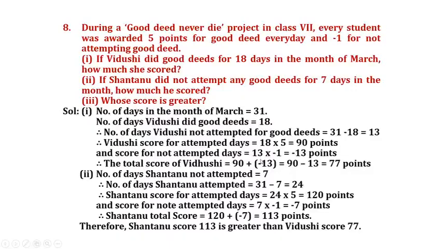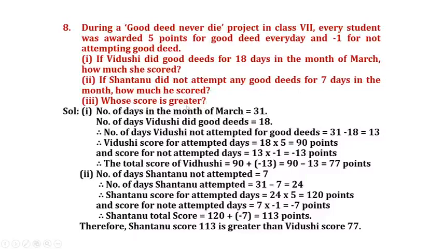Next, during a Good Deed Never Die project in class 7, every student was awarded 5 points for good deeds every day and minus 1 for not attempting a good deed. So here he is asking 3 questions depending upon this data. If Vidushi did good deeds for 18 days in the month of March, how much did she score? Next, if Shantanu did not attempt any good deeds for 7 days in the month, how much did he score?